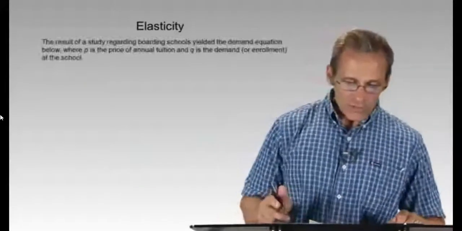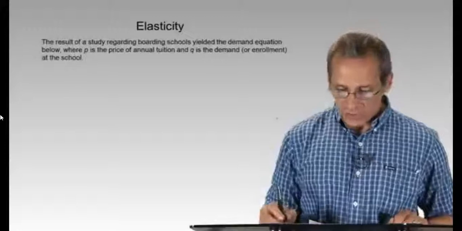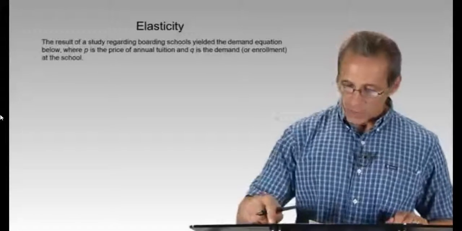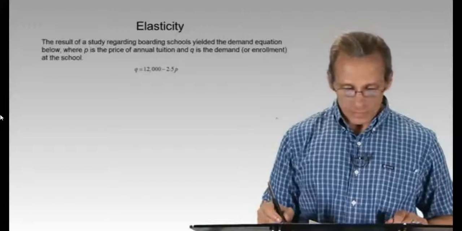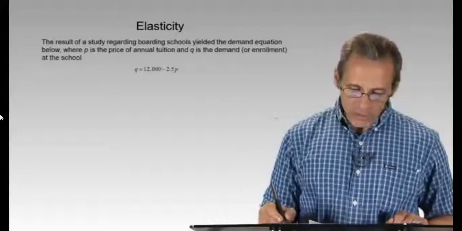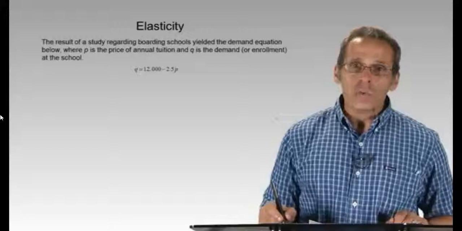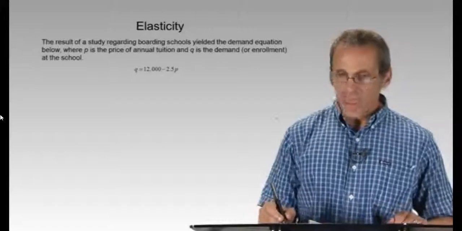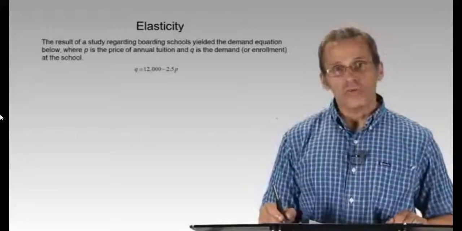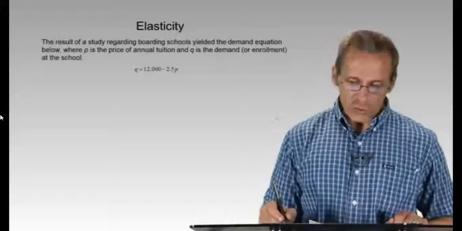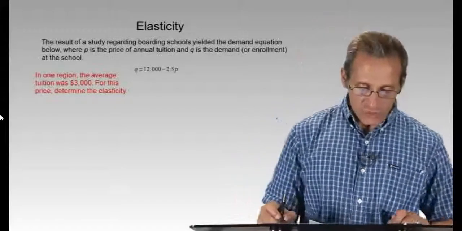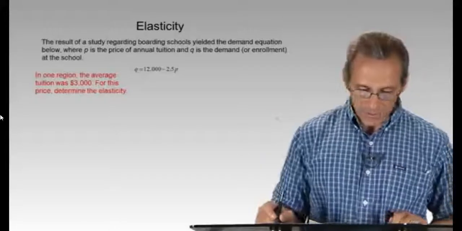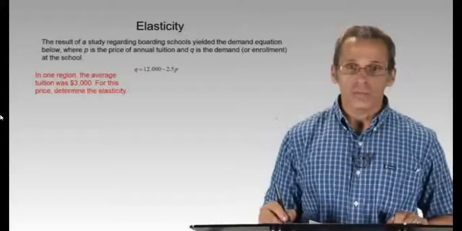Let's look at a second example. The result of a study regarding boarding schools yielded a demand equation below. Q equals 12,000 minus 2.5P. The variable P is the price. It refers to annual tuition, and Q is the demand. In this instance, this would refer to the enrollment at the school. In one region, the average tuition was $3,000. For this price, determine the elasticity.